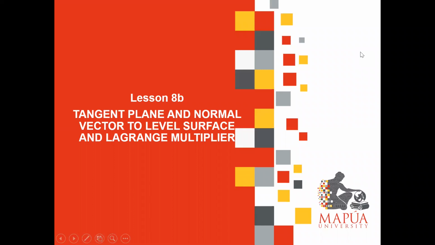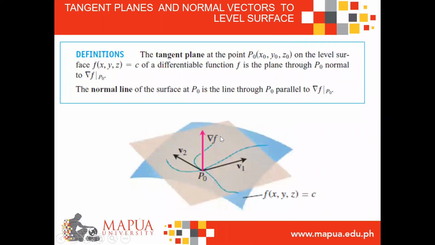Good day. This is lesson 8B entitled Tangent Plane and Normal Vector to Level Surface and Lagrange Multiplier. Let me first discuss to you tangent plane and normal vector to level surface.